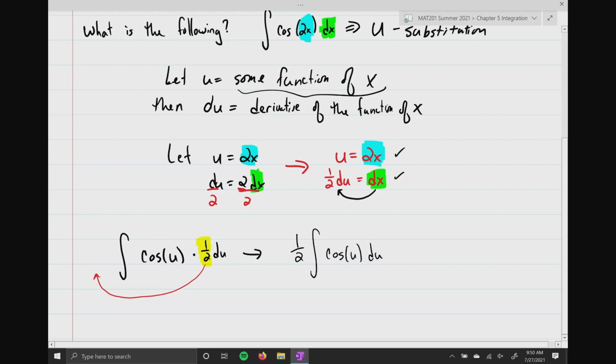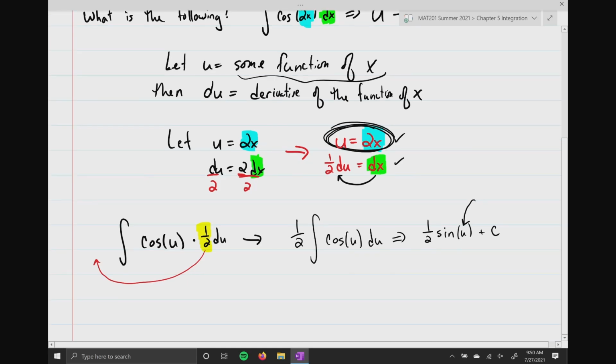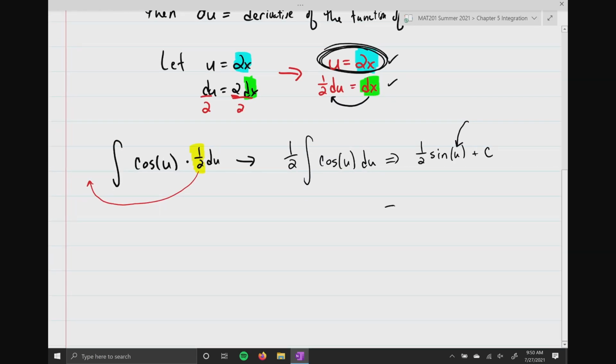And we know that the integral of cosine is going to be sine. So this is going to be 1/2 times the sine of u plus an arbitrary constant, okay? And then the last thing you want to do is, since I gave you the problem in the variable x, I want the answer in the variable of x. So we need to make a substitution for u, but we've already established that u equals 2x. So for a final solution, we get 1/2 sine of 2x plus c. And that is how we use U substitution.